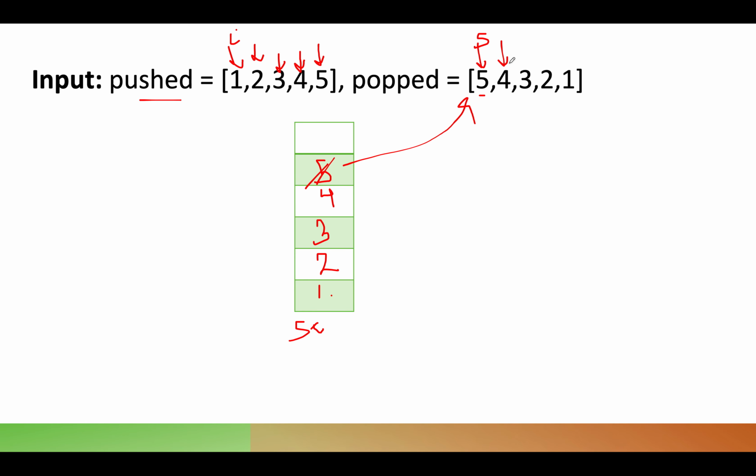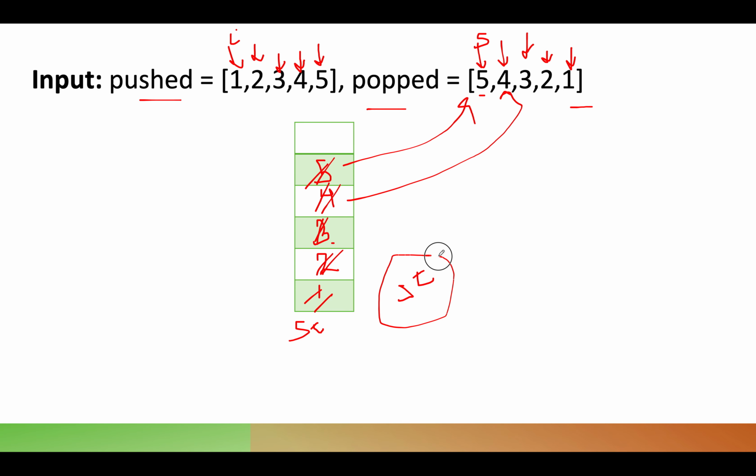And now what we have is 4. The peek element again matches with the current element in the popped array. We'll remove this. Again, let's do the same process. The peek element matches with the popped index element, and hence we will remove this. And let's increment the pointer. Again it matches, increment the pointer. Again it matches, increment the pointer, and the popped array reaches the terminal state and the stack turns out to be empty. Since the stack is empty, we'll return true. That means these two operations are possible on an empty stack. The answer turns out to be true.